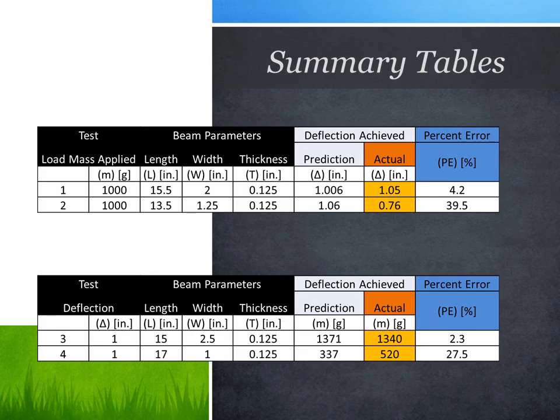These tables show that the value predicted by our code for the deflection was only 4.2% off for a specific load applied and 2.3% off from predicting the mass at the end of the beam.